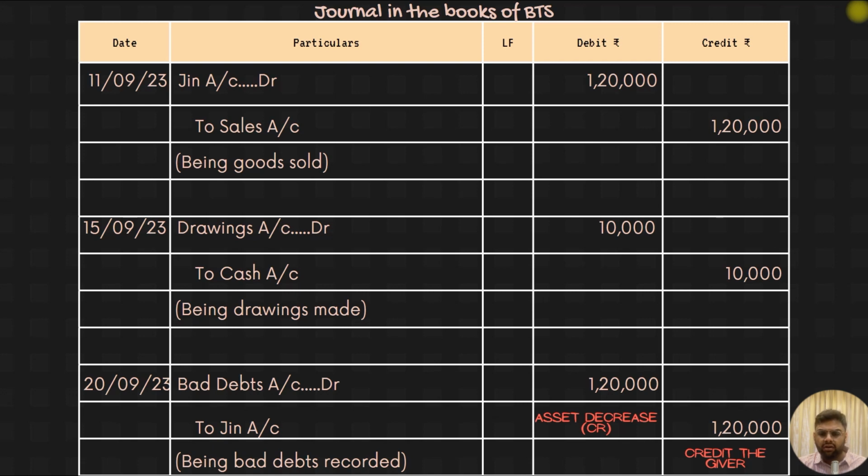credit the giver. But what? How is Jin the giver? He has become bankrupt, he is not giving anything. This is one of those issues with traditional approach. It is not applicable everywhere. Stick with the modern. This is my opinion.